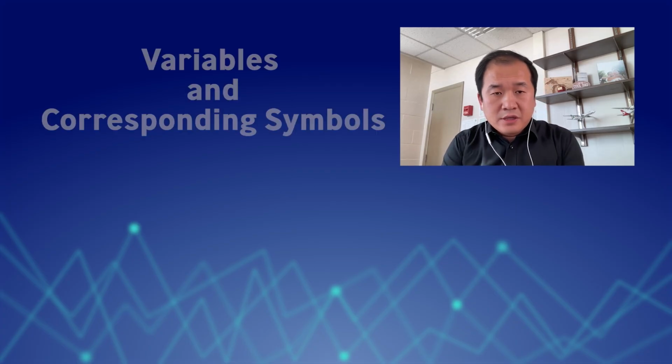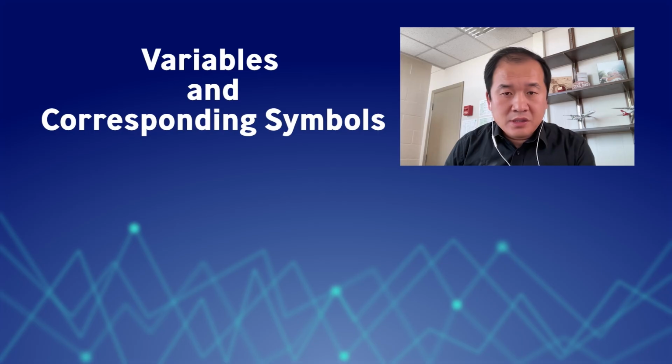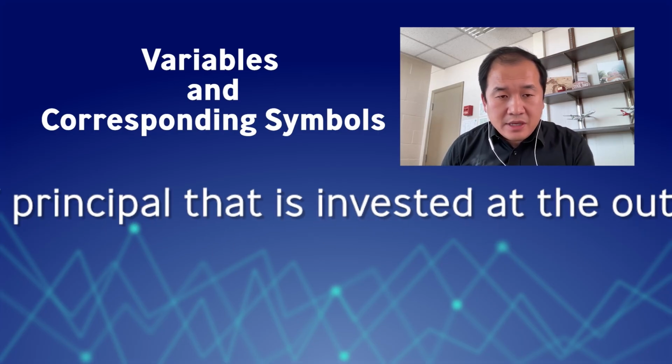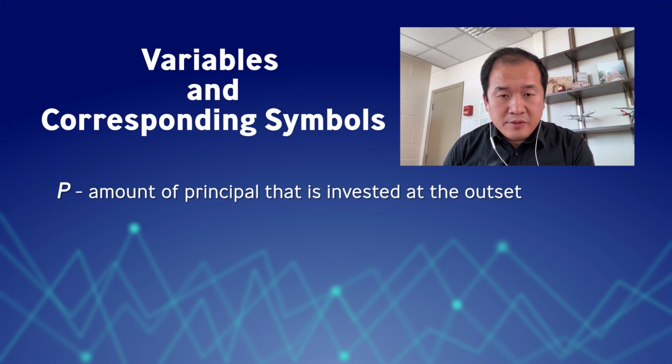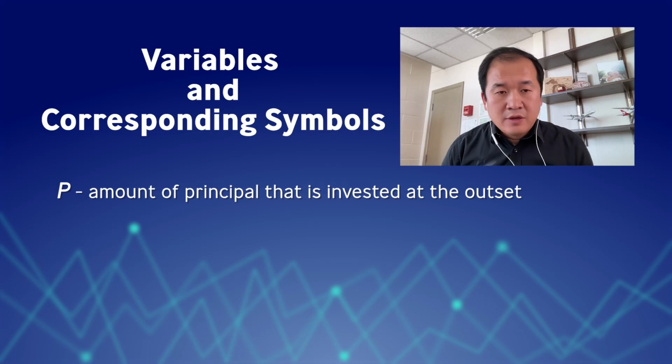Okay, in this module, let's look at simple interest and compound interest. Before we start the calculations, let's introduce some of the corresponding symbols. Here, capital P represents the amount of principal that is invested at the beginning of the investment period. For example, you can replace P with $1,000 or $1 million.